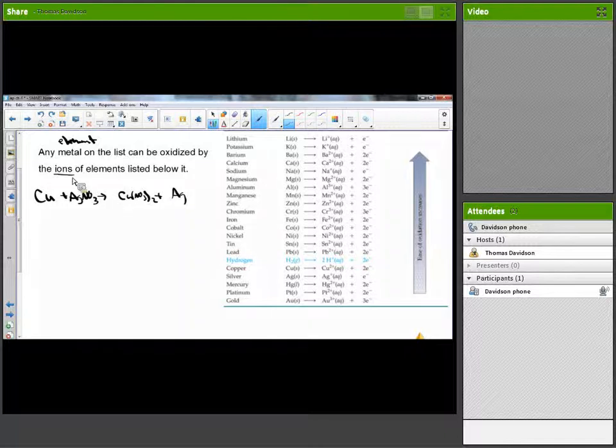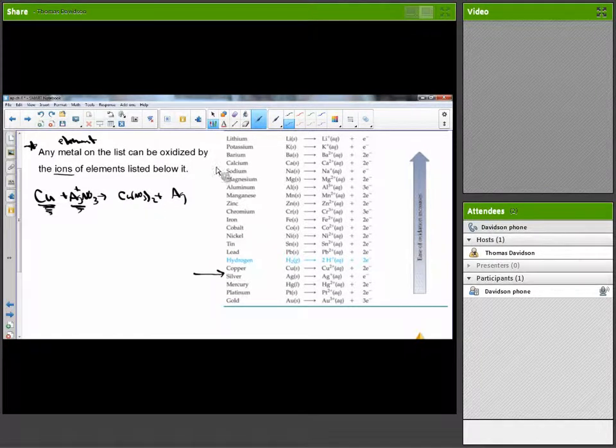This reaction happens because it follows this rule. Any metal, that's the copper, on the list can be oxidized by the ions, that's your Ag+ right here, listed below it. To know if this happened, you would find your ion, and it's right here. And as long as the metal is above it, which copper is, then the reaction does go forward. The reverse would not be true.